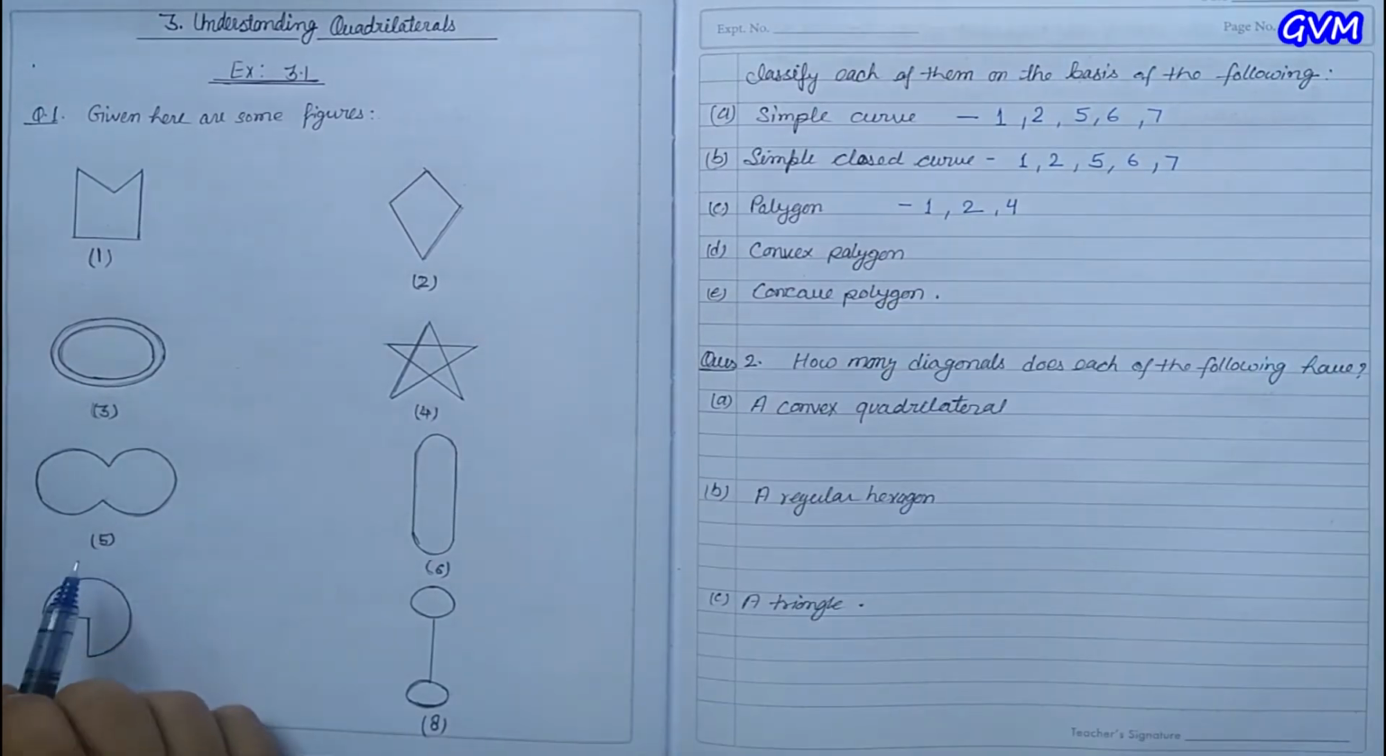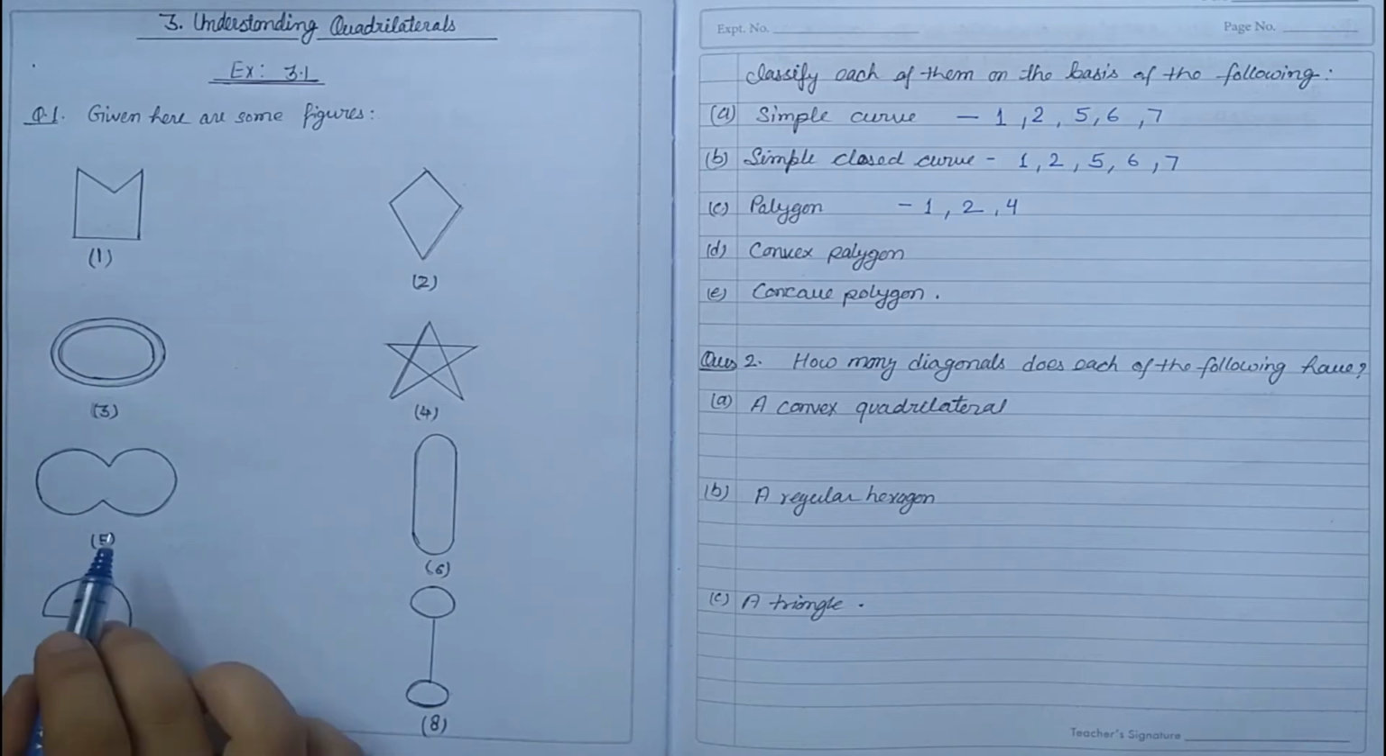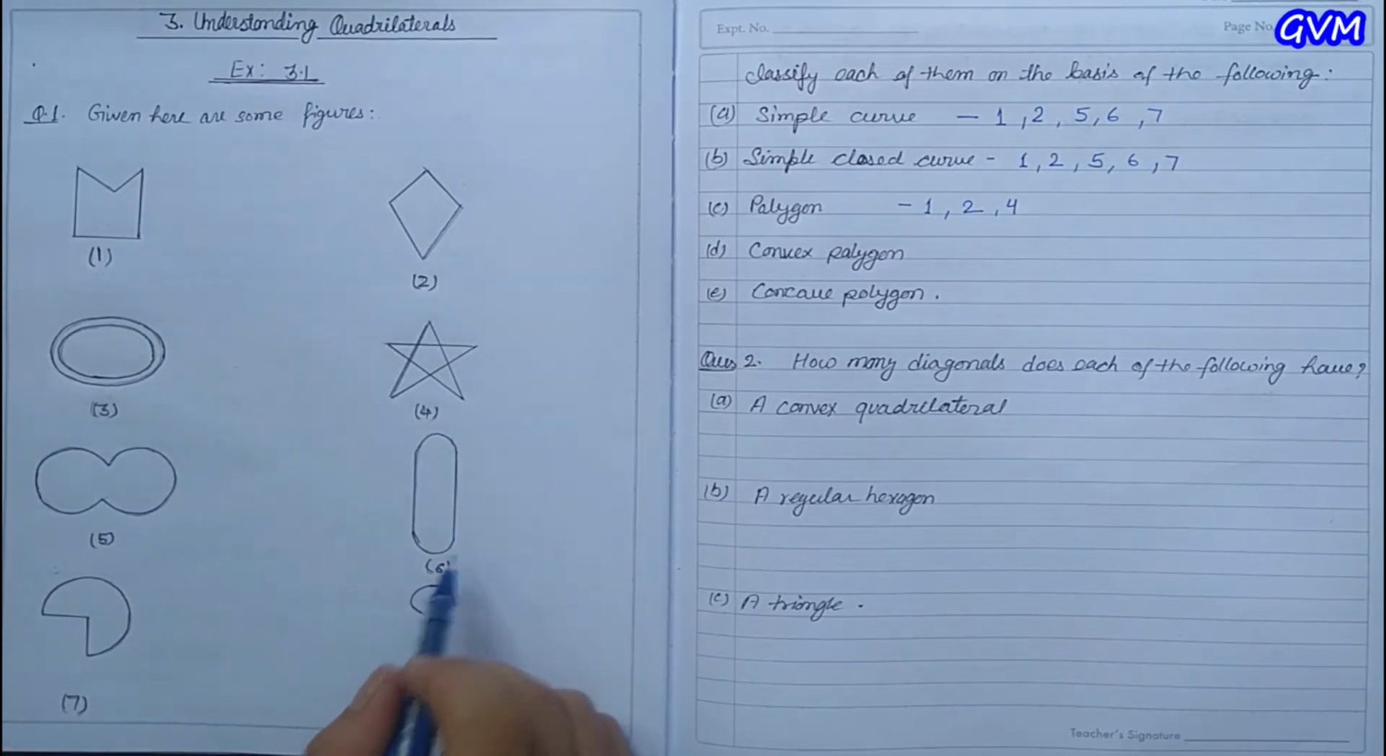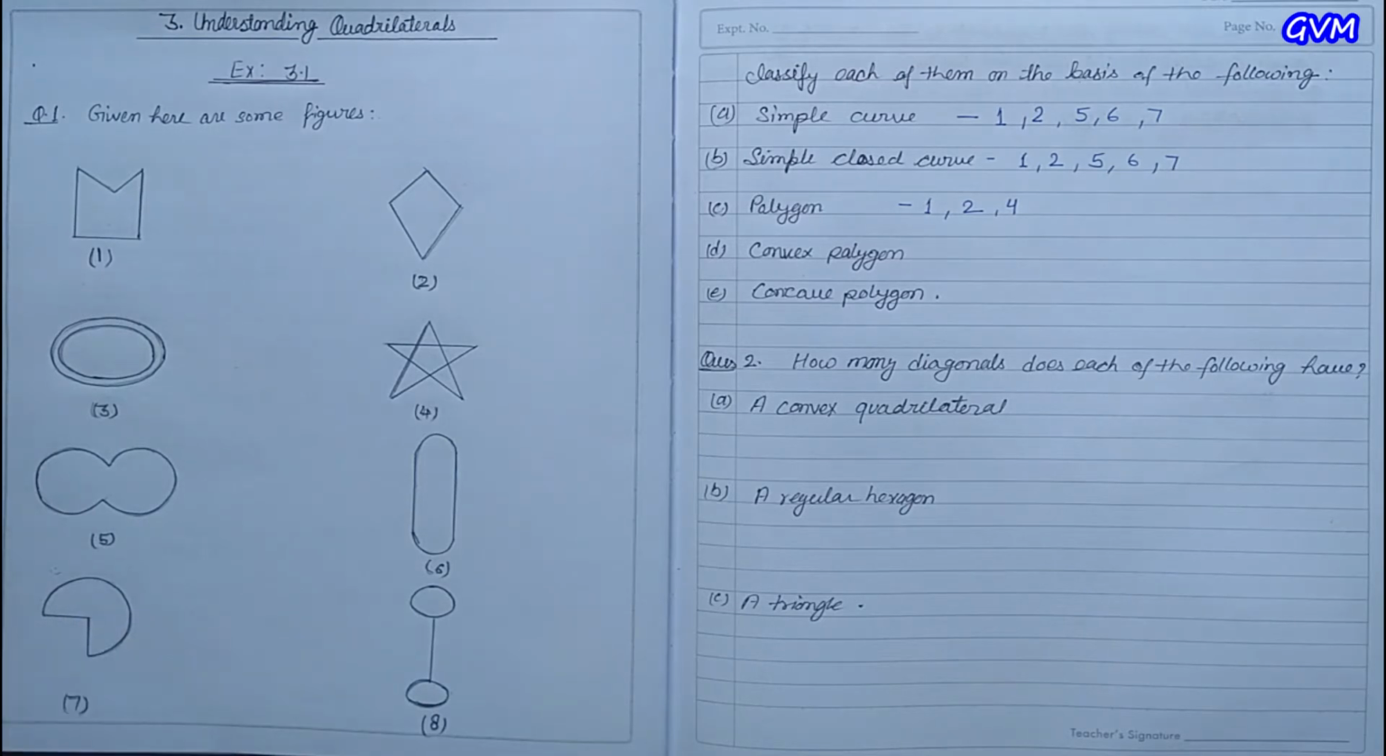Fifth one is not a polygon because it is not made out of line segments. Sixth one is also not a polygon. Seventh one is not a polygon. It has two lines but also carries a curve. Eighth one is also not a polygon.